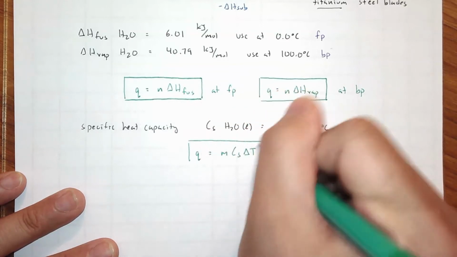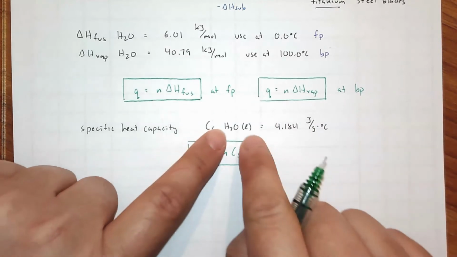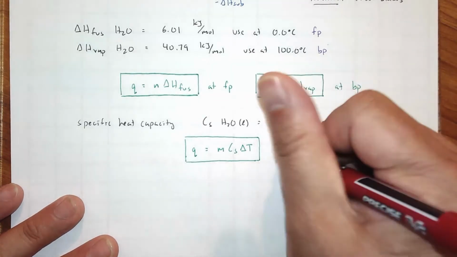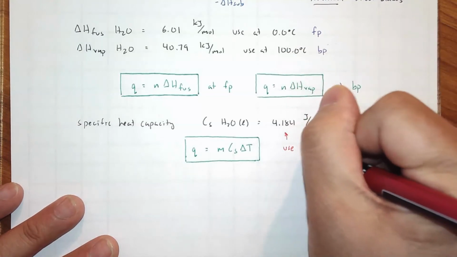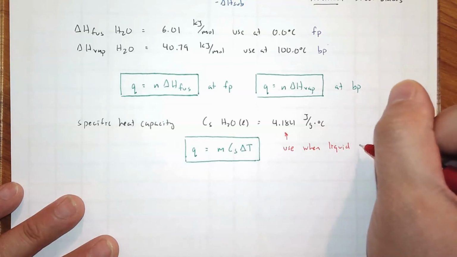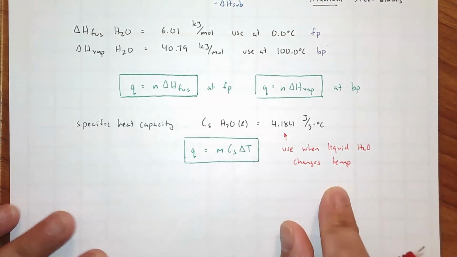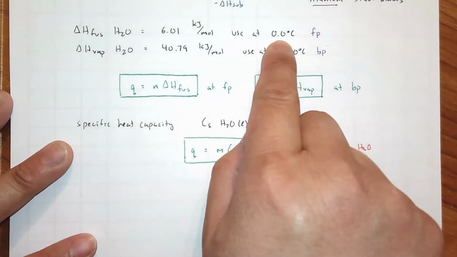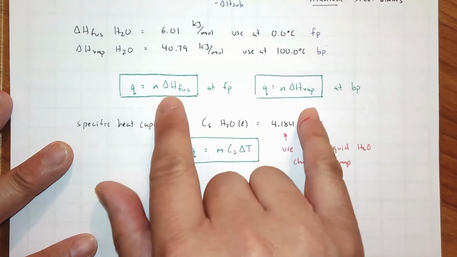Remember this equation? Because we're going to need that if we're changing temperatures of the liquid water. So for this one, we're going to use, specifically for this number, when liquid water changes temperature. Again, no delta T here because we're only going to use it at 0 degrees Celsius or 100 degrees Celsius, the freezing point and the boiling point of water.